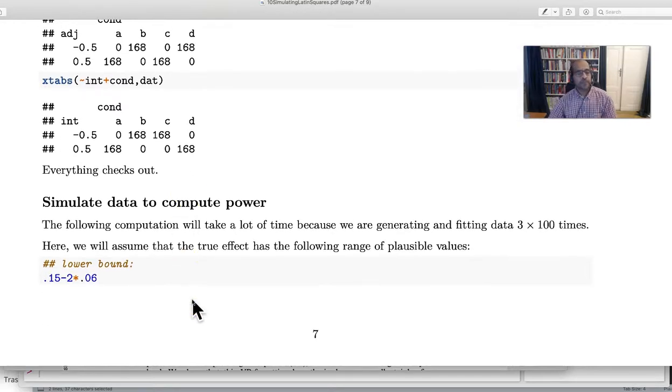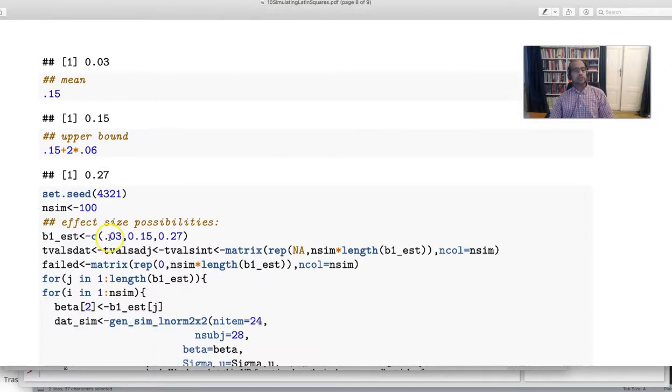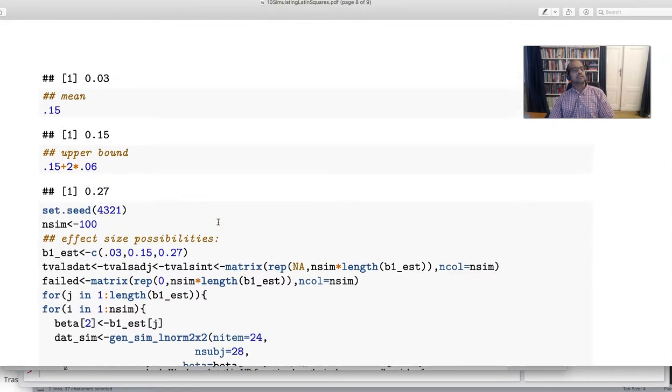So then I'm ready now to compute power. Remember that I calculated that there is some uncertainty about our effect estimate on the log millisecond scale. I'm going to use the lower and upper bound and the mean estimate from the data to compute my power. So what were the three values that I had? The lower bound was 0.03, the upper bound of the estimate for the dative effect was 0.27, and the mean was 0.15, on the log millisecond scale.